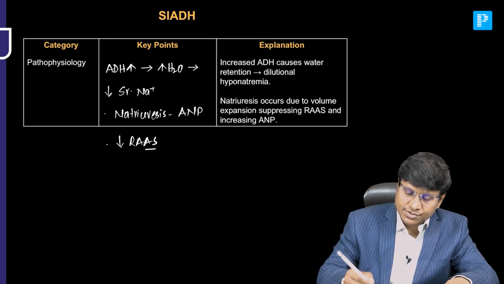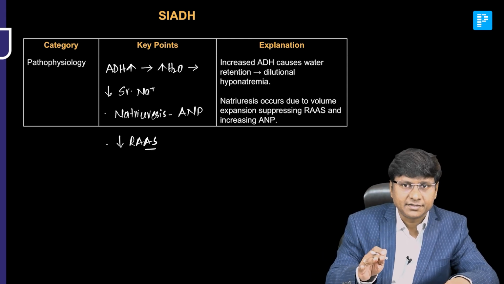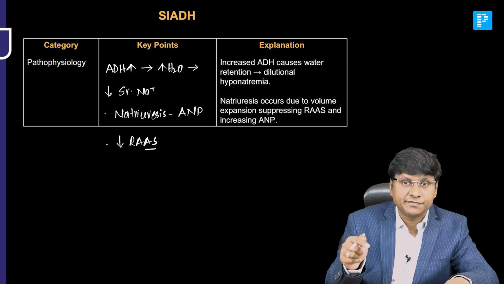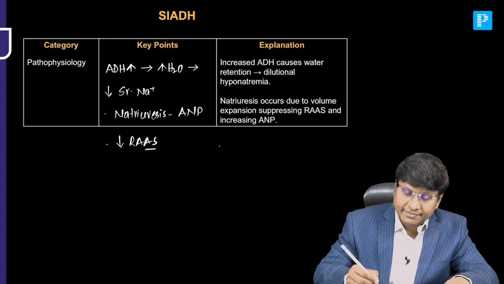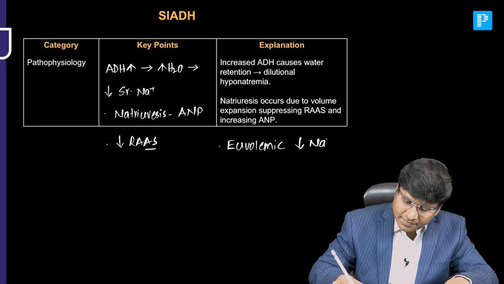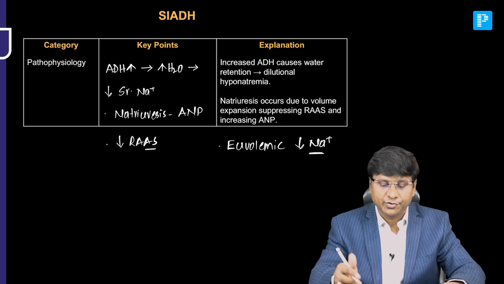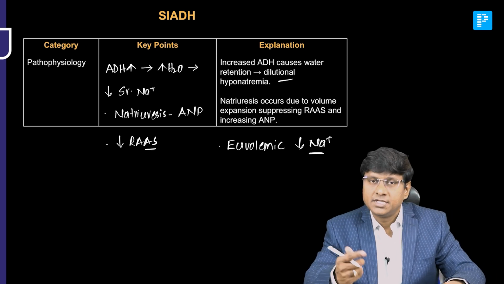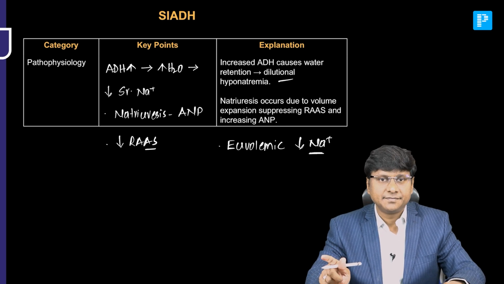So in these patients, initially there will be a dilution effect, but later, because of the activation of the compensatory mechanisms, they will be having natriuresis, and that is the reason why we consider this as euvolemic hyponatremia. These patients will be having euvolemic hyponatremia. So initially it may be dilution, but later it is euvolemic, right?